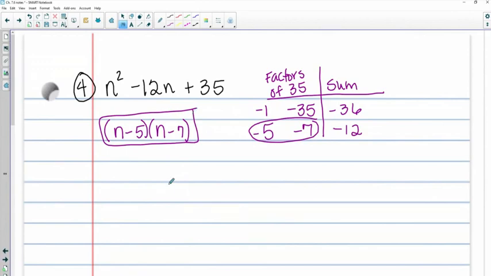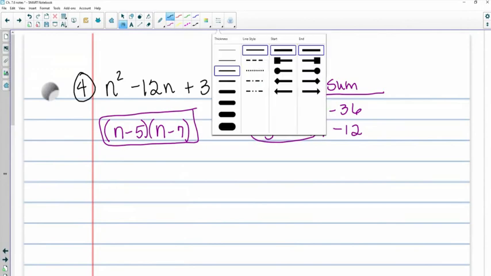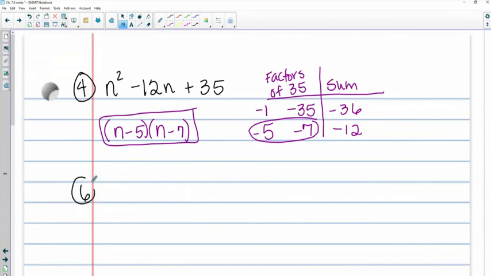Number 5. Actually, we're going to jump to number 6. Let's jump to number 6. x squared plus 2x minus 15.